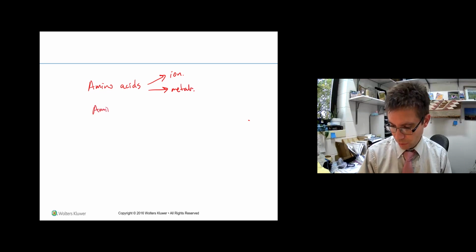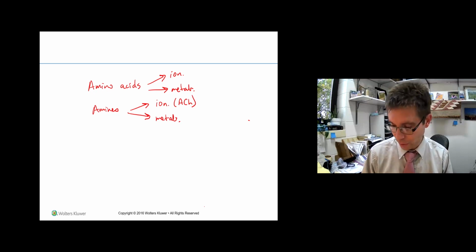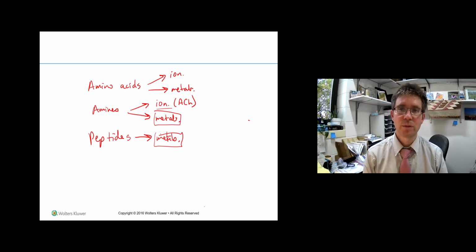The amines generally bind only to the metabotropic, but in the case of acetylcholine, they can also bind to ionotropic receptors. Acetylcholine binds to an ionotropic receptor we just learned about called the nicotinic receptor. The peptides, the neuropeptides, only bind to metabotropic receptors. So amino acids can bind to both kinds. Amines can bind to both kinds if you include acetylcholine, but most of them bind to metabotropic receptors, and peptides only bind to metabotropic receptors.